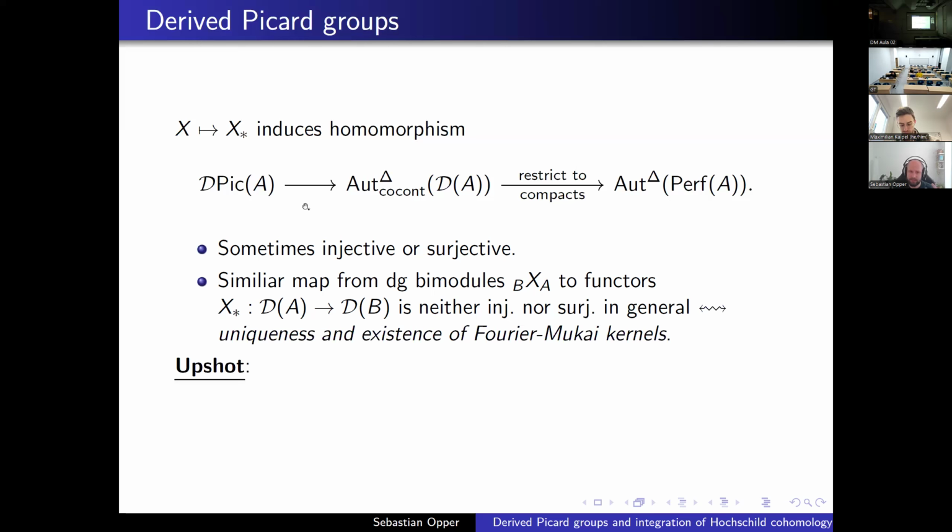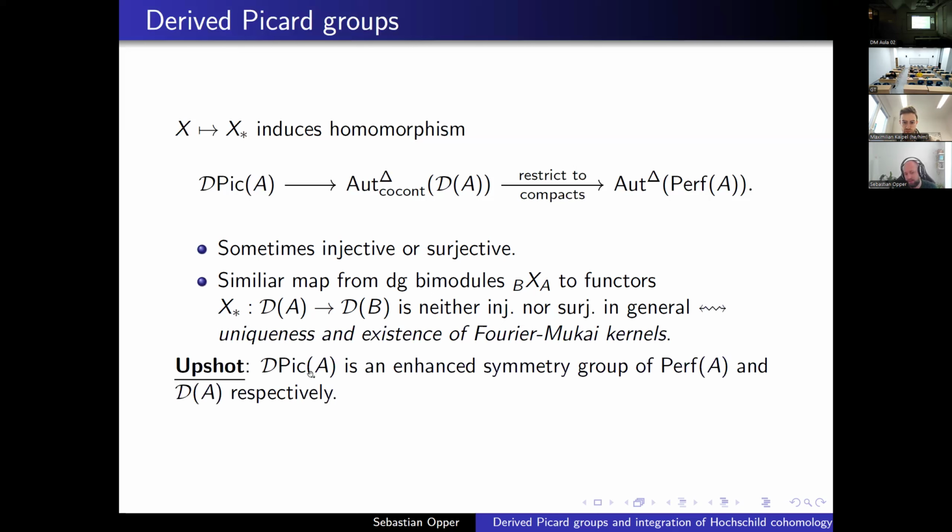But this comparison map between equivalences of the triangulated category and the derived Picard group, even though it's not perfect, it exists, and maybe sometimes it's injective or surjective. You can say that you can still regard this as a sort of symmetry group of the perfect complexes and the derived category. But because we start from DG bimodules, it inherently takes into account the structure that we have, which is a DG category. It's not just a triangulated category, it has a DG enhancement. And so you can think of this as an enhanced version of a symmetry group of either of these two categories.